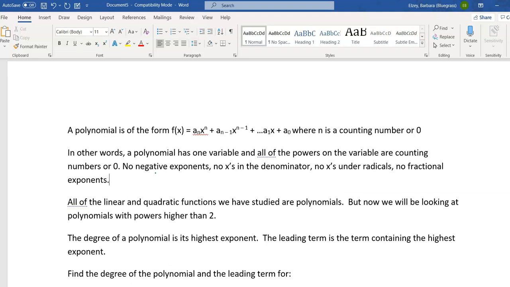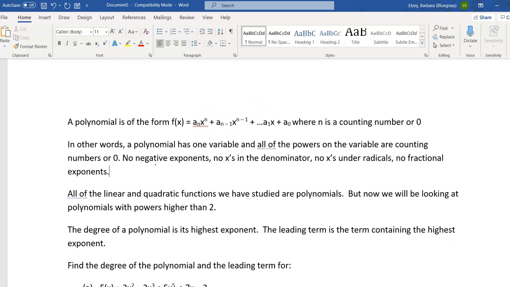All right, so all of the linear and quadratic functions we've already studied are polynomials, because recall the linear had x to the first power, and the quadratic functions had an x to the second, and usually also an x to the first power. So they were polynomials. But now we're going to look at polynomials that have powers higher than 2. Our quadratics had their highest power as 2. Now we're going to have powers of 3, powers of 4, and so on.